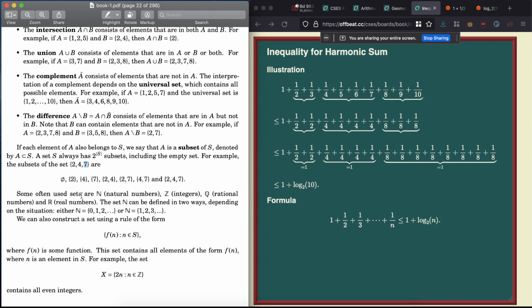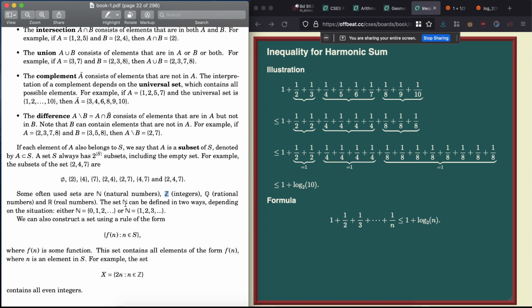Some often used sets are natural numbers, and Z for integers, and there's an interesting story about this. Why is Z used for the set of integers? In German, I think integers are called Zahlen. There's a word called Zahlen in German, and that is where this symbol Z comes from. There's a nice note about it on Wikipedia.